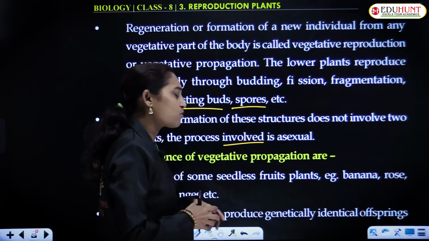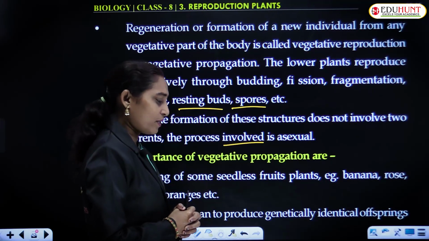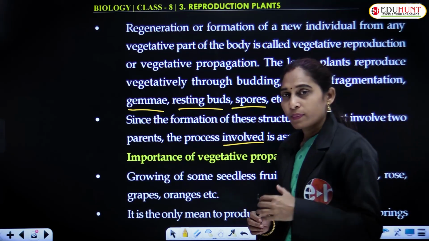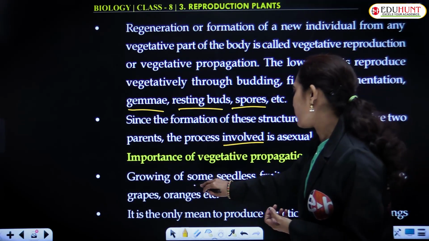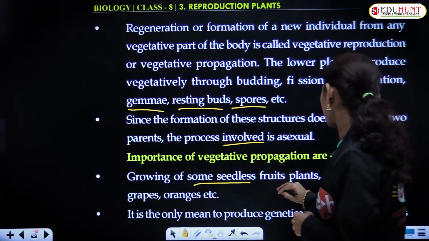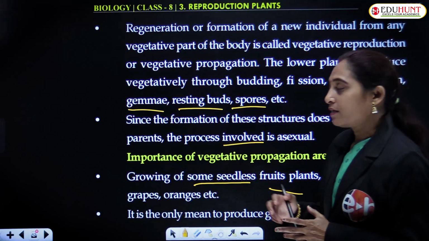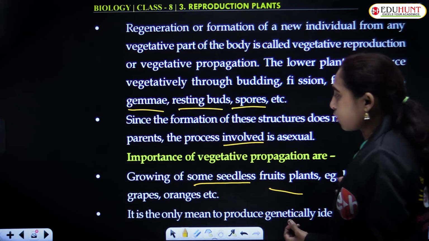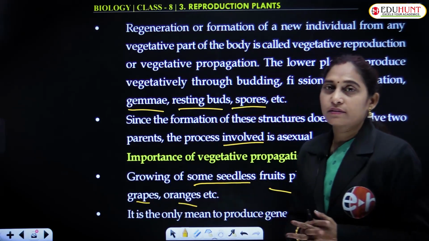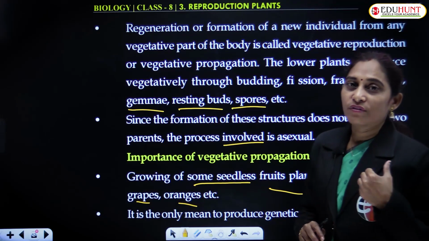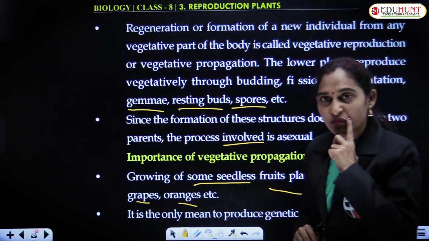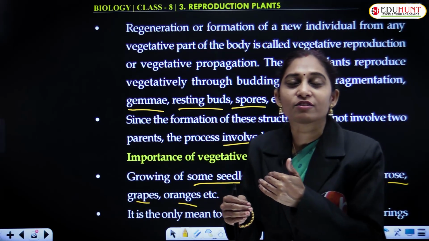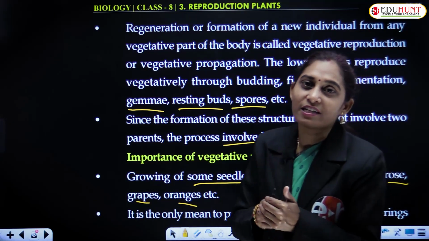And the importance of vegetative propagation. What is the importance of vegetative propagation? Since only one individual is involved, it helps in growing some seedless fruits. Even banana, rose, grapes and oranges multiply through vegetative propagation only. If the fruits are seedless, then how will we get the next generation? Through this vegetative propagation only.